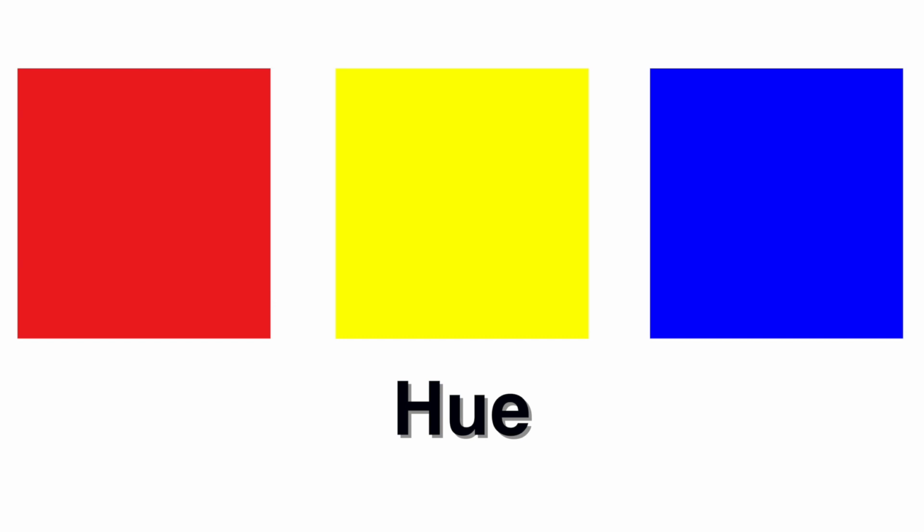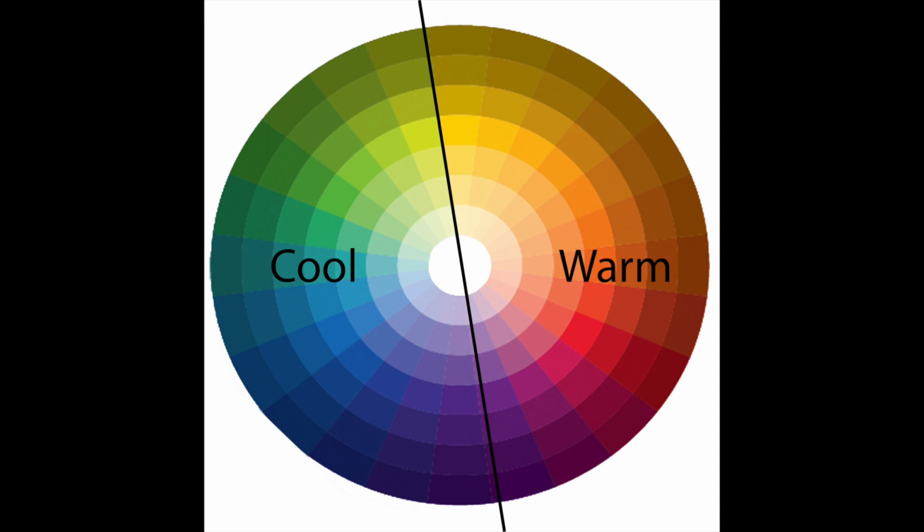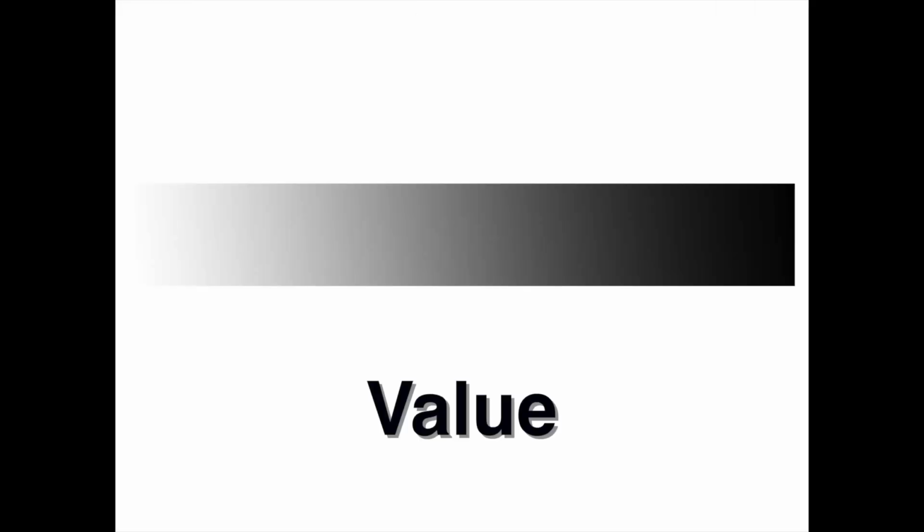Hue is the easy one. Is it red? Is it blue? Is it yellow? And where does it sit on the color wheel? Color temperature is embedded in hue.